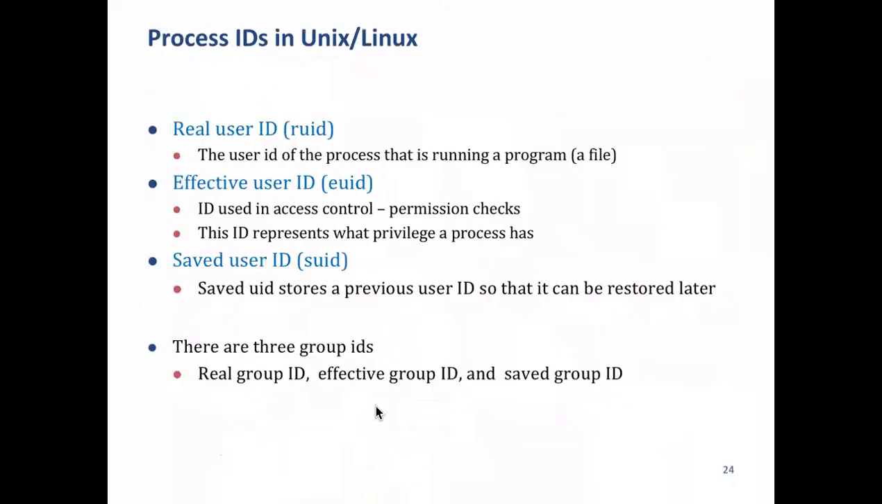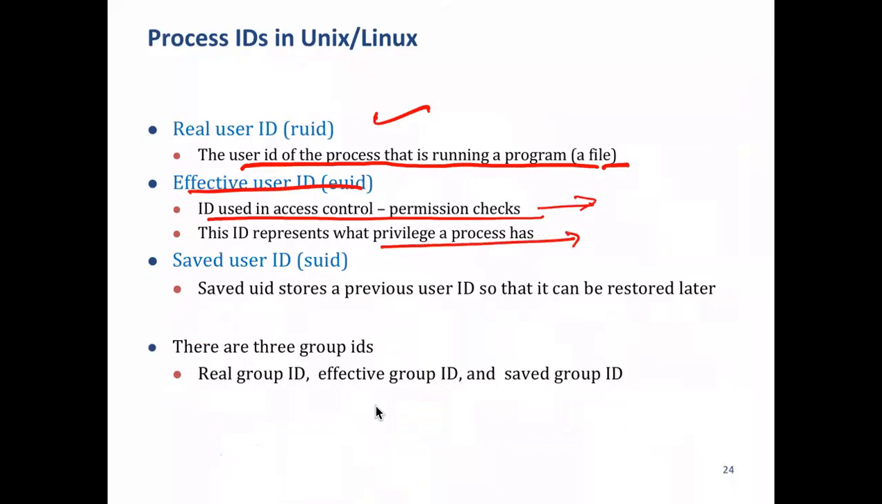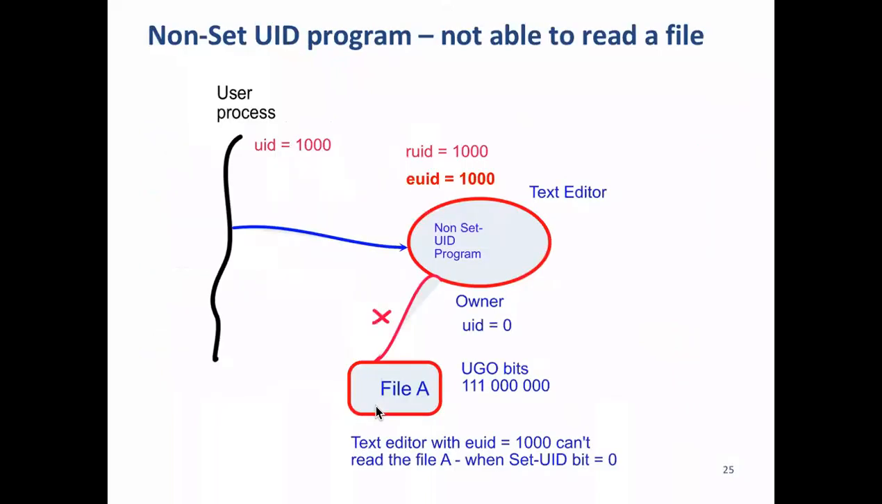So again, to repeat, there are three user IDs. Real user ID is the user ID of the process that's running the program. Effective user ID is used in access control or permission checks. This ID represents the privileges that the process has. And the saved user ID, let's not worry about it, because it stores the previous user ID so that it can be restored back. All right. Similarly, we have three group IDs: real group ID, effective group ID, and saved group ID. We'll not focus on this, but focus only on set UID.